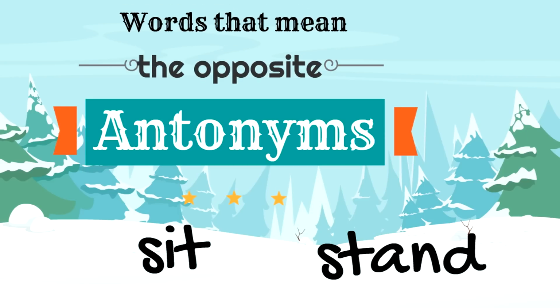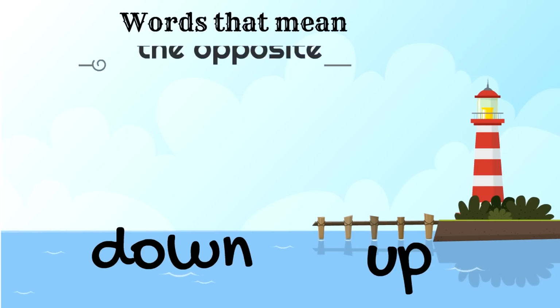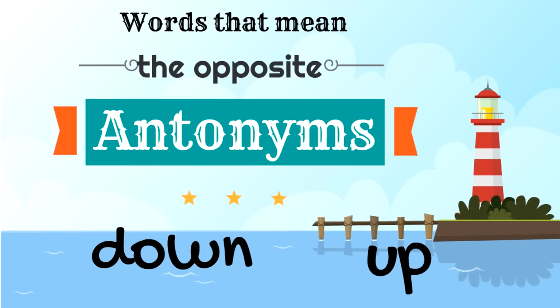Here are more antonyms, words that mean the opposite thing. Sit and stand. Those are completely different. They're the opposite. Sit and stand are antonyms. Antonyms are words that mean the opposite thing, like down and up. Down and up are, yep, antonyms.